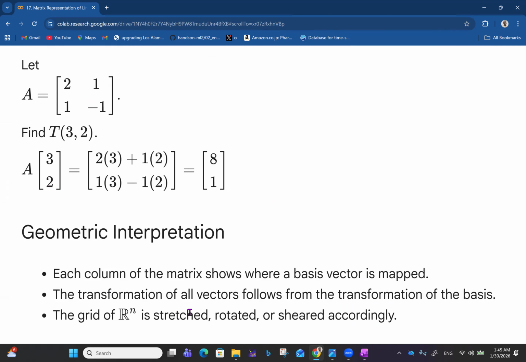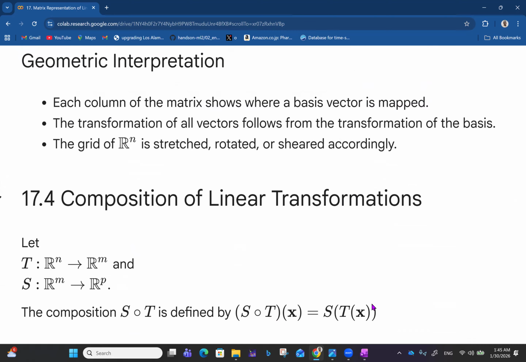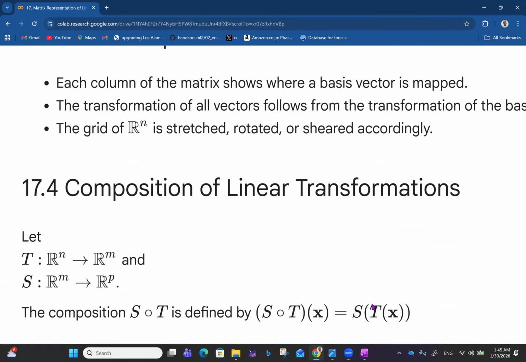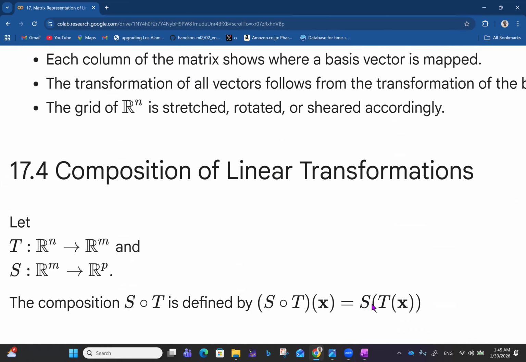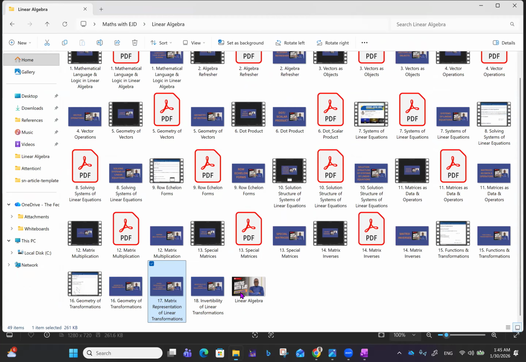In the last video, we talked about the geometry of linear transformations. So the grid of Rn is stretched, rotated, or sheared accordingly. If you want to refer to that video, I actually demonstrated using Desmos how a rectangle can rotate, how it can be scaled, how it can be sheared, and how it can be reflected. In fact, I feel like flashing that right now. I have the pictures on my desktop. Let me just go to the desktop first.